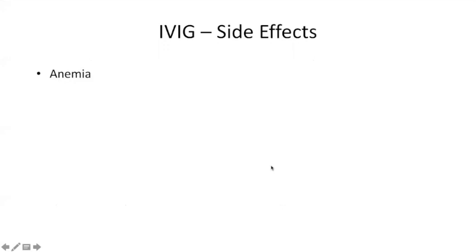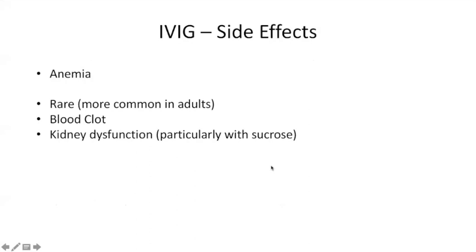Other side effects that can be seen with IVIG is anemia. And rarely, and I've never heard about these side effects happening, and I think they're more described in adults, but I just mentioned them because they are described with IVIG: blood clots, there is a higher risk of blood clots and of kidney dysfunction. But the kidney dysfunction is particularly with the more thick formats of IVIG or those with higher sucrose or glucose levels.